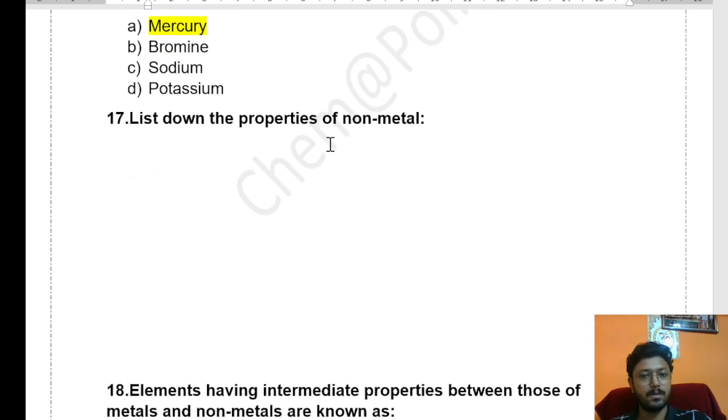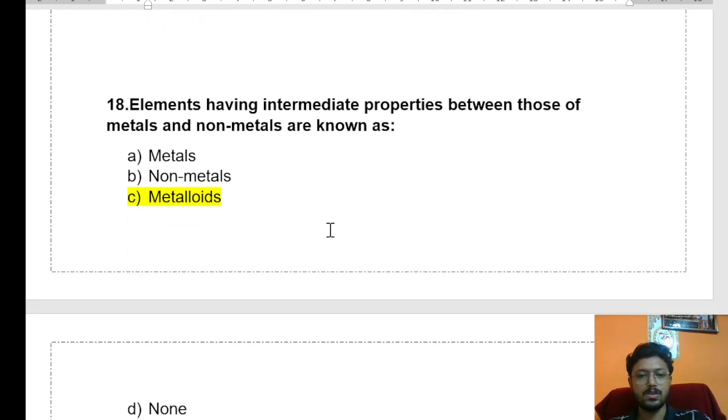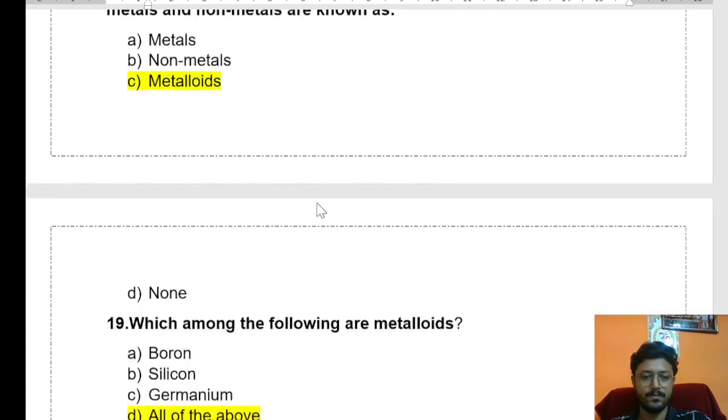Then list down the properties of non-metals. Dear student, similar things are there. All of you write down in the comment box 2 to 3 points on the properties of non-metals. Done? Yes. It is your work. Now question number 18: elements having intermediate properties between those of metals and non-metals are known as metalloids.